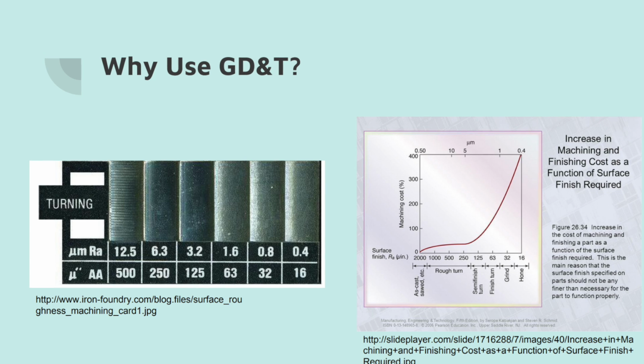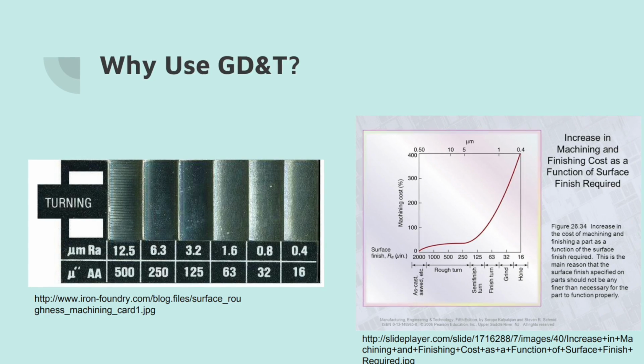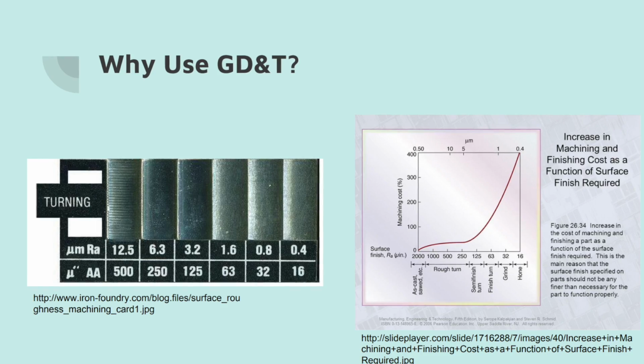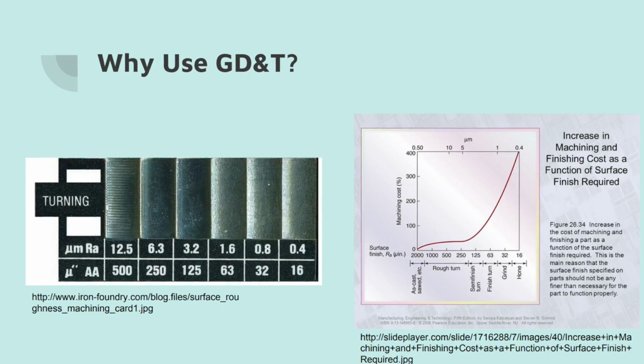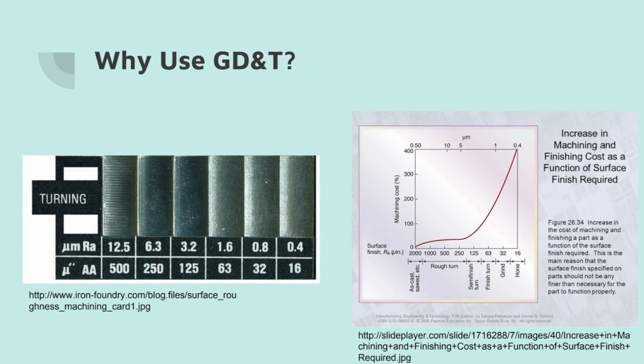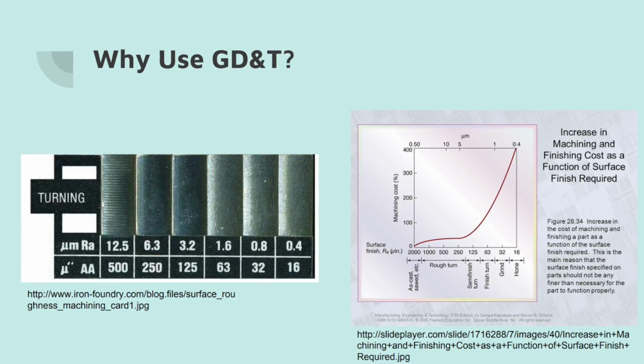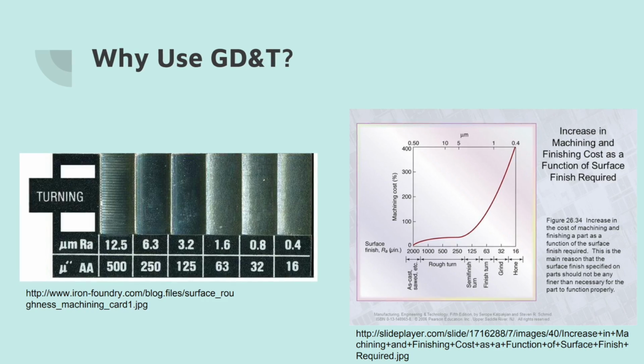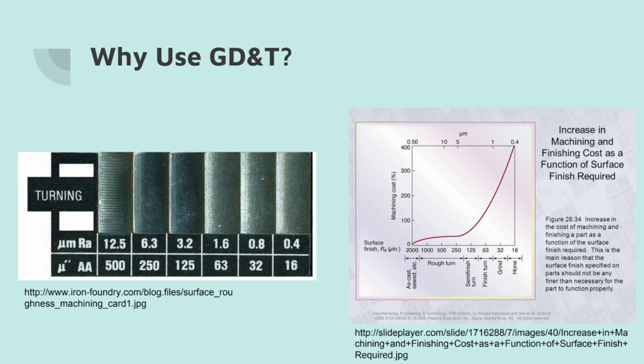GD&T serves many important roles in a manufacturing environment. One of those roles is to save the manufacturer money. GD&T ensures that no more material than what is necessary is used in the manufacturing of any given product. GD&T can also save the manufacturer money by not allowing a production process to become more difficult than it needs to be in order to ensure an acceptable product. The images on this slide demonstrate just that.